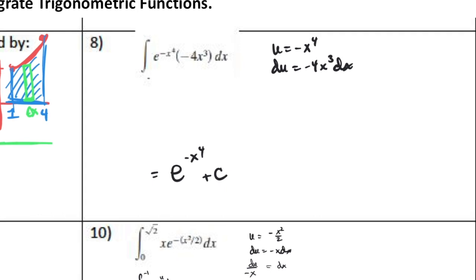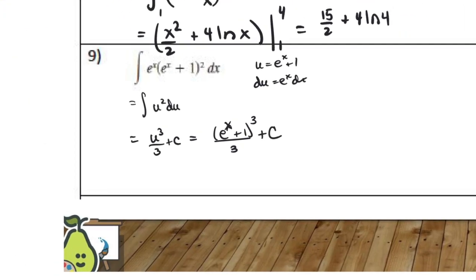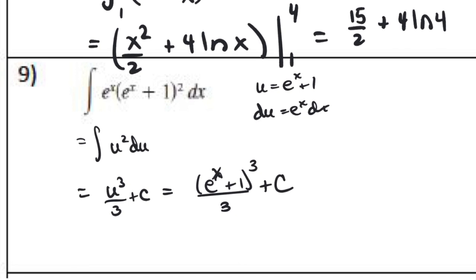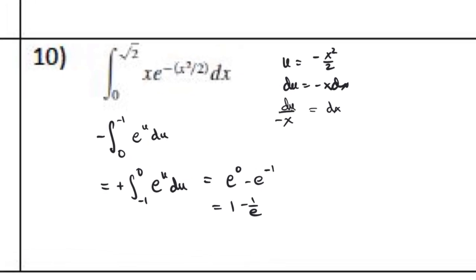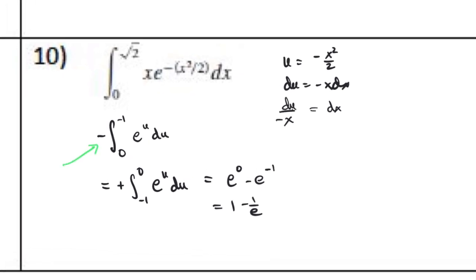Number 8, u equals negative x to the 4th. Number 9, just substitution again, u equals e to the x plus 1. Number 10, when you do your u substitution, you had a negative, and if you chose to rewrite your problem using u's as endpoints, you could rearrange the endpoints and change the sign, just as a reminder.